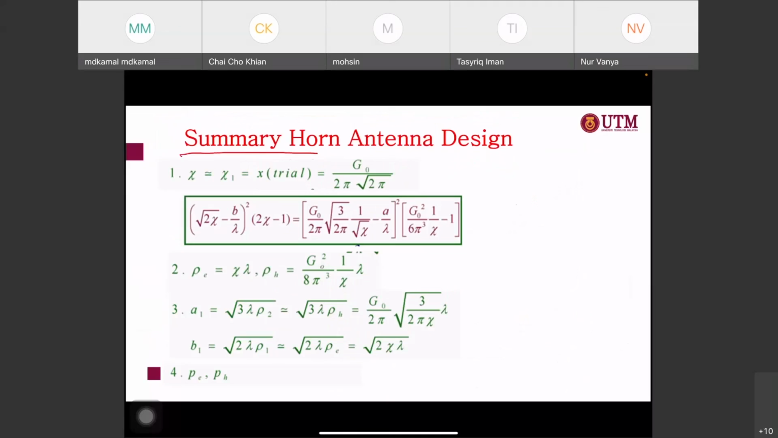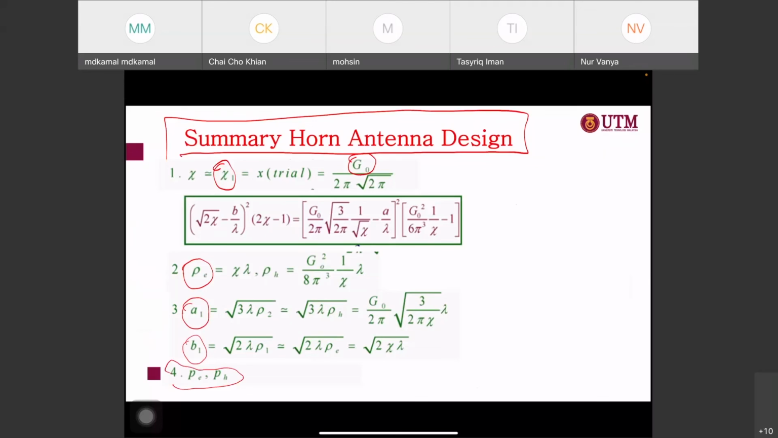Okay, so as to how we want to summarize the horn antenna here. First of all, if a gain is given, you find out by trial the chi value here. Once you put chi into this equation and you find out the chi is not really right, you need to do some iterations to get the best value for chi. And then from there, you find your rho e here and rho h here. Rho e is chi multiplied by lambda. A1 from here, you got it. B1, and you have to make sure that your PE is equal to PH here. Okay, right.